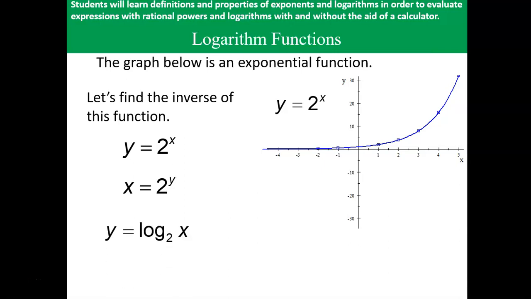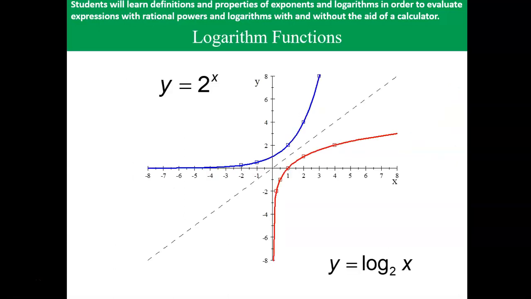So when we do the inverse, we're going to switch our ordered pairs. Instead of that being 1, 2, it's going to be 2, 1. And instead of that being 2, 4, it's going to be 4, 2. So you can see that those ordered pairs swapped. So we had the ordered pair of 1, 2, and it became 2, 1. We had the ordered pair of 0, 1, and it became 1, 0.